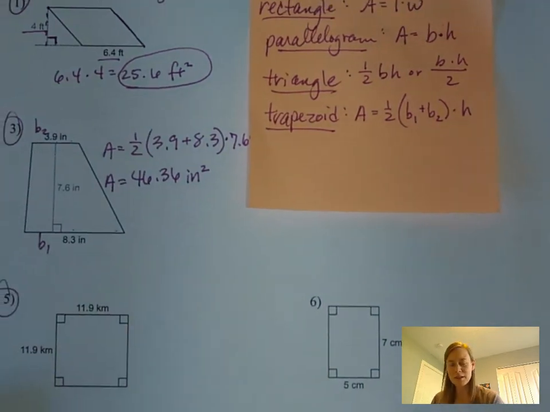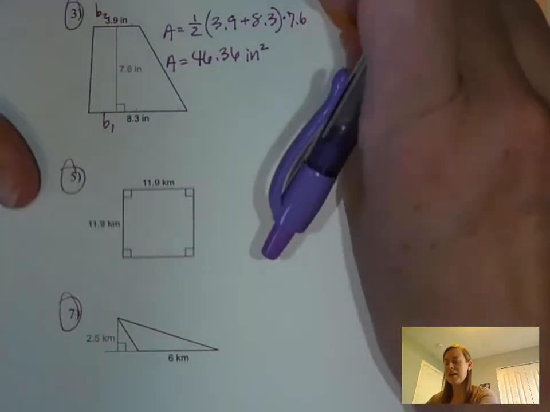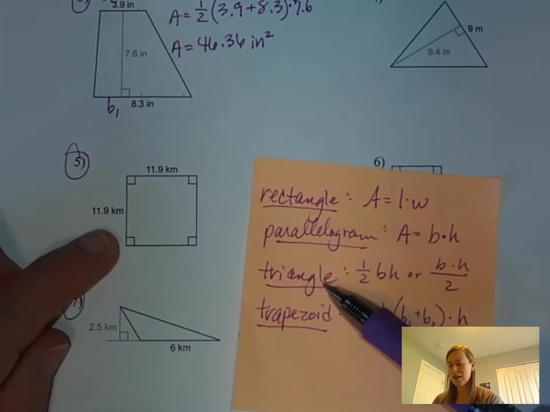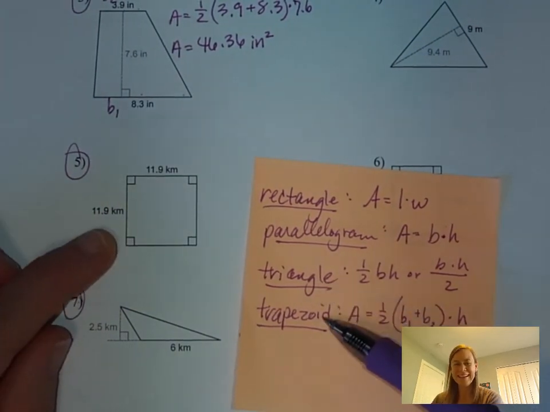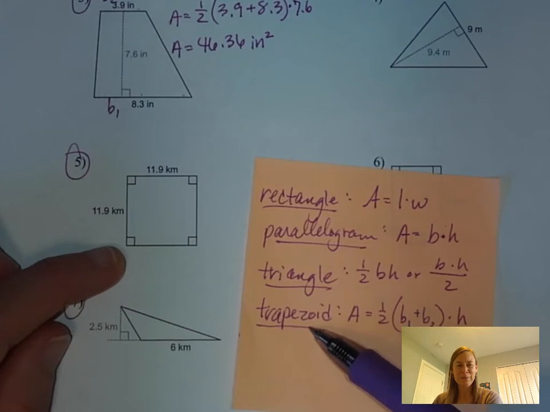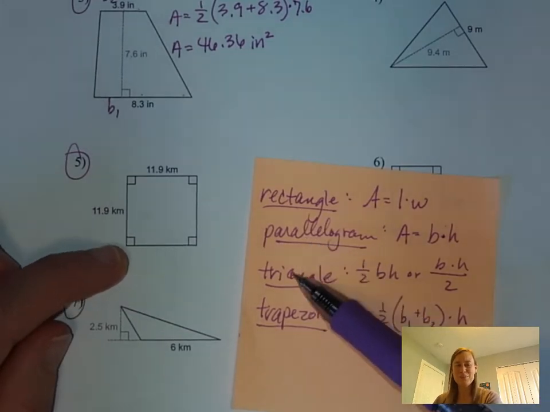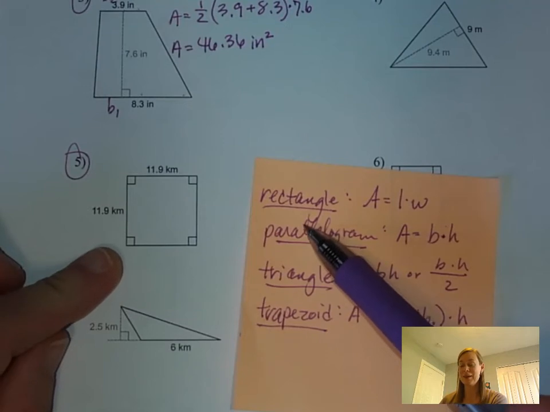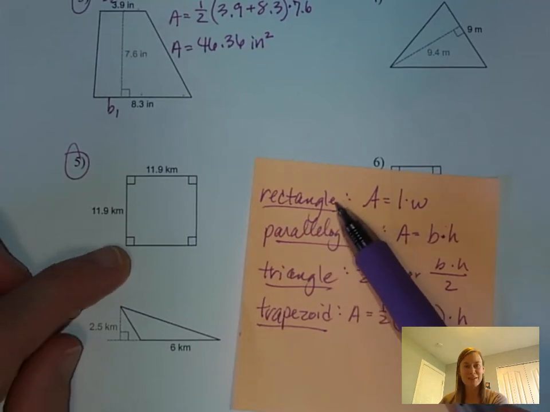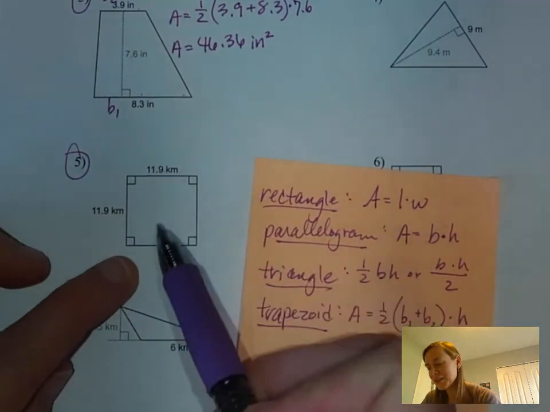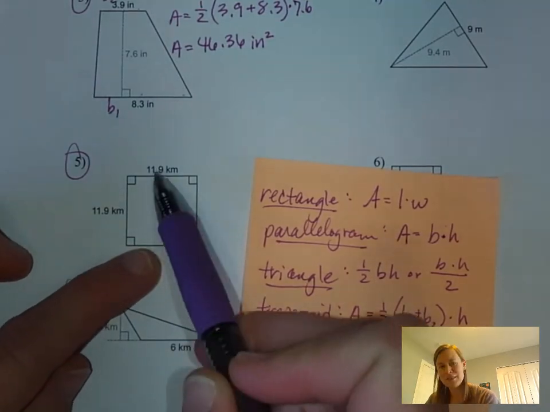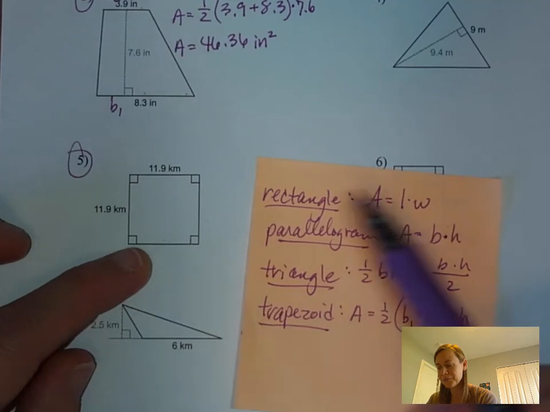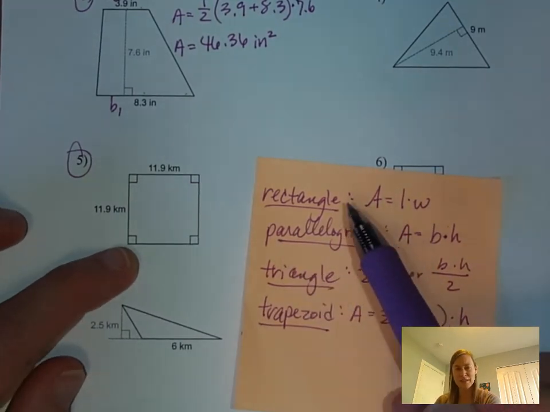Okay, let's go ahead and look at number 5. Which one of those is it? Is it a triangle? No. Is it a trapezoid? Well, I don't know. You want to use the more specific definition that you can. It might technically be a trapezoid or a parallelogram, but the easiest one to use is going to be a rectangle. So in a rectangle, your opposite sides are going to be equal. That's equal to that, and that's equal to that, and you have right angles in the corner. And when that's the case, you can just do length times width.